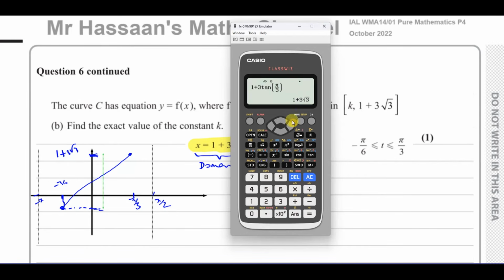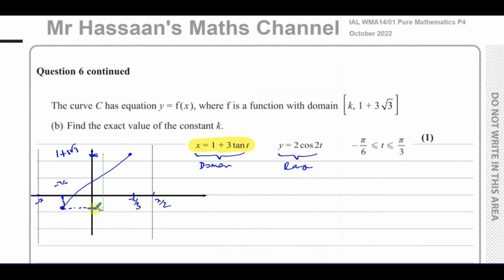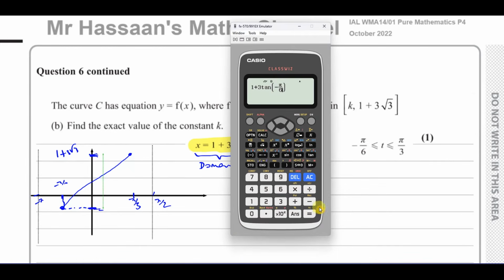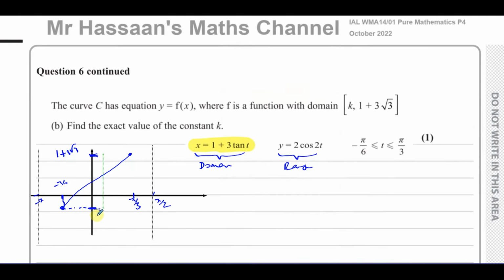And the lowest is going to be, as we just saw, when we put minus pi over 6 in here, because that's the limit that we have there. When we put minus pi over 6 in here, it will give us this value here, which is the lowest it reaches. So you press equals, it gives you 1 minus root 3. So therefore, we can say that k is equal to 1 minus root 3.